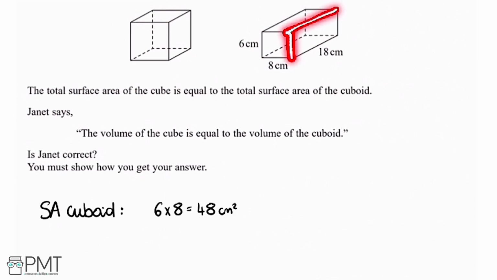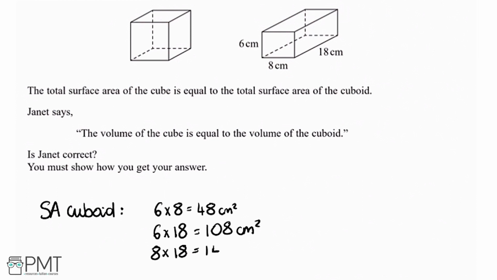And let's have a look at this shape here. Because this length is 6, it means this length is also 6. So we've got 6 multiplied by 18 to get the area of that, giving us 108 centimetres squared. And now we're going to have a look at this top shape here. And that's going to be 8 multiplied by 18, giving us 144 centimetres squared.